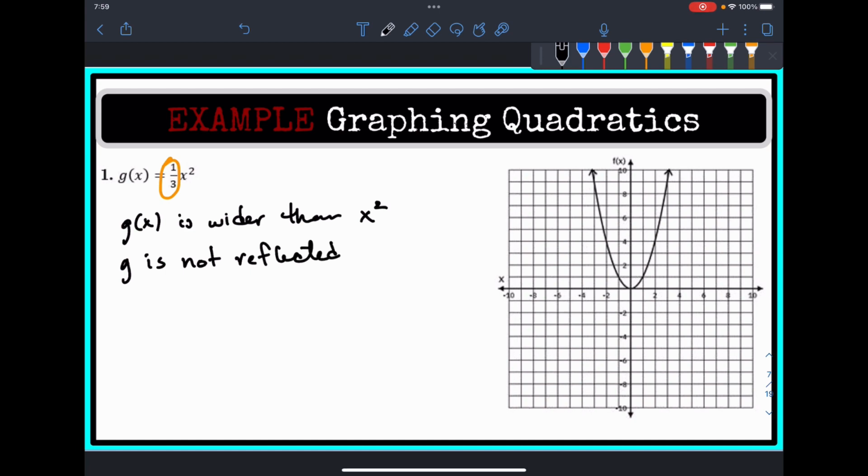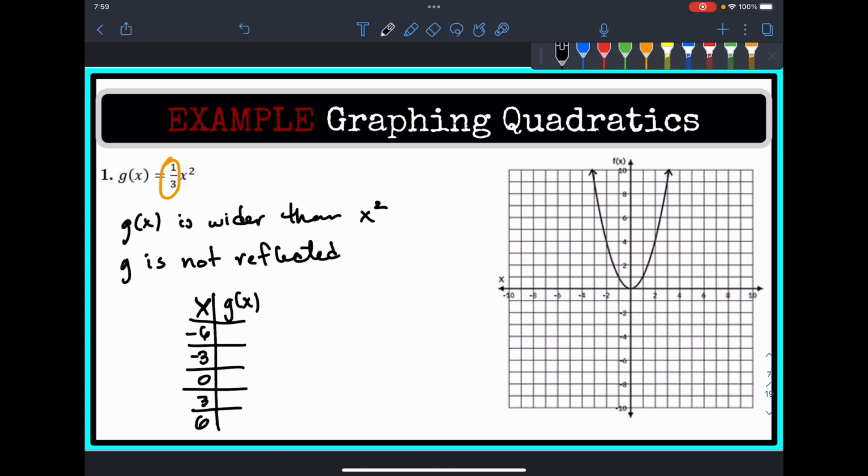So let's graph this. The way we're going to graph this is going to use, again, a table of values. And we're going to start by picking values of x again. In this situation, since we're making it wider, we're going to pick values of x that are divisible by the denominator. So for example, -6, -3, 0, of course, because 0 is divisible by anything, +3, and +6.